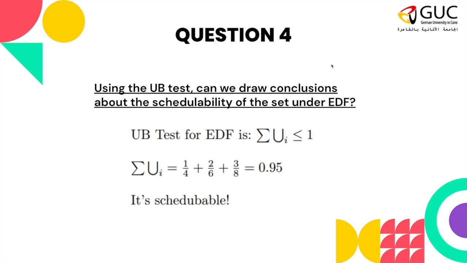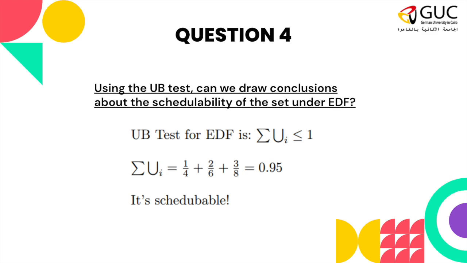So as you can see, the condition is the summation of the utilizations is less than or equal to 1. 1 means 100% CPU utilization. Therefore, here we do not have an inconclusive condition. Since the utilization is less than or equal to 1, this means that we can use 100% of the CPU utilization, or the EDF algorithm can actually tackle 100% CPU utilization. So here, the UB test will tell me whether it is schedulable or not schedulable.